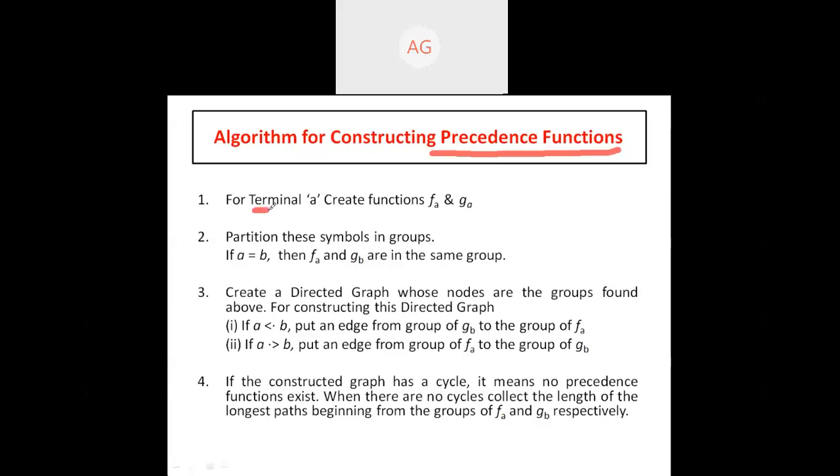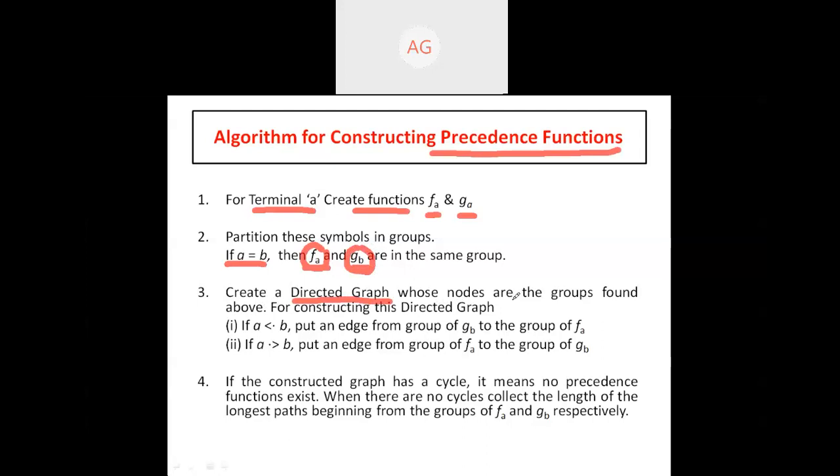So for any terminal a, create functions fa and ga. For any terminal, we have two functions, fa and ga. Then partition these symbols into groups. If a equals b, then fa and gb are in the same group. So if two terminals are equal, it means their functions, the fa function and the gb function, are also in the same group.